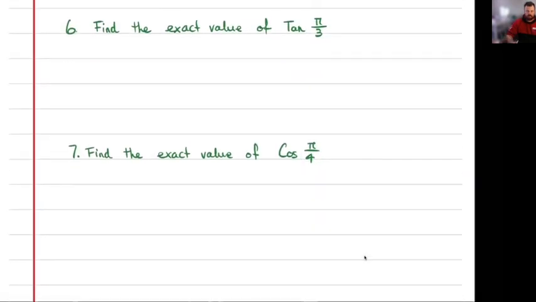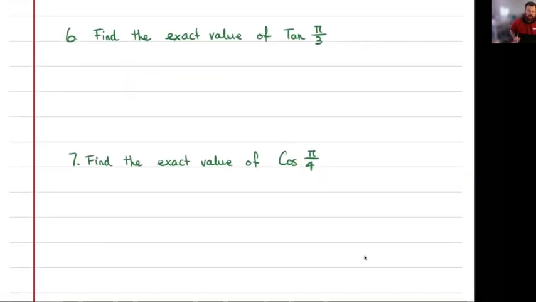Getting towards the end of these examples here. So just remembering that our calculator is now in radian measure. So if we're going to come back and do anything with degrees, we've got to remember to convert between those two. Question 6 here says find the exact value of tan of pi on 3.